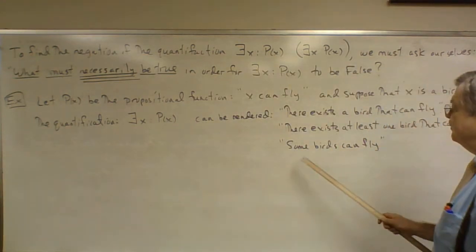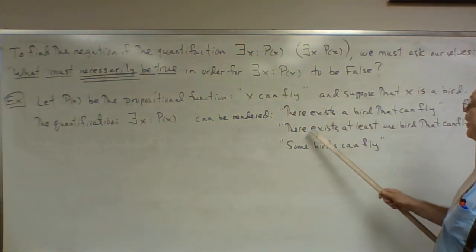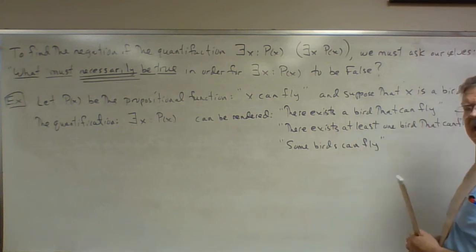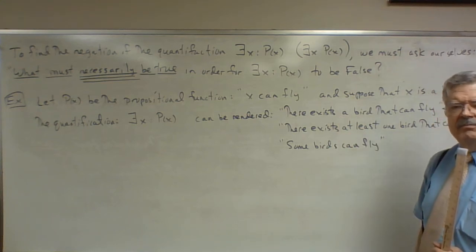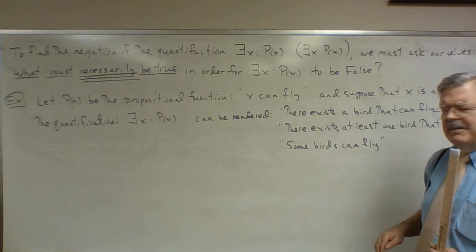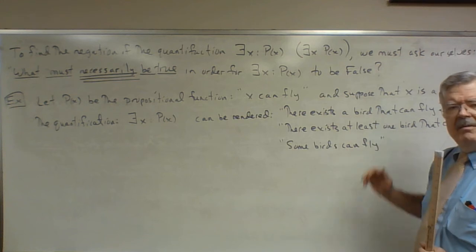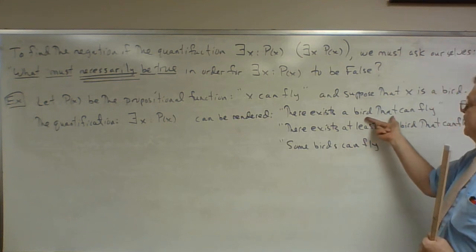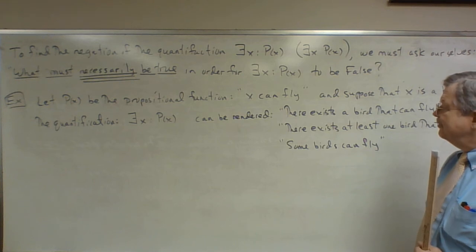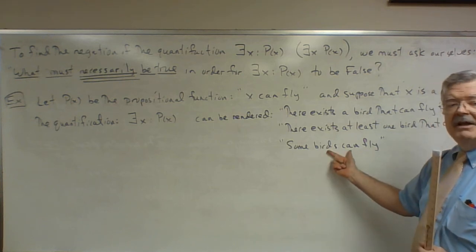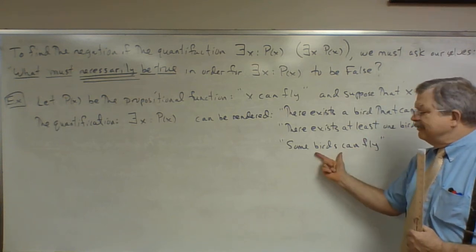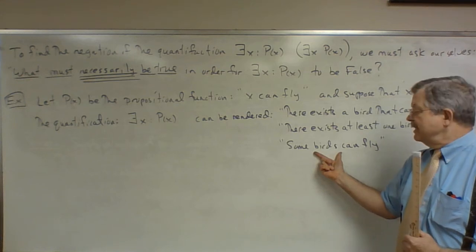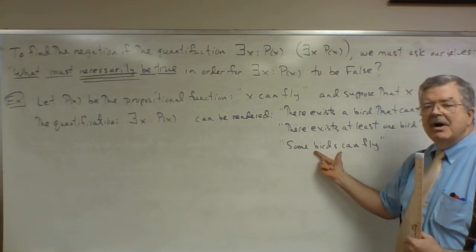Now think about this. Some birds can fly, or there exists a bird that can fly. What would have to be true for these statements to be false? Well, we could say some birds cannot fly. But wait a minute, does that make this false? Penguins can't fly, but that doesn't mean that this statement is false. Some birds can fly, some birds can't fly. Both of those statements are true. So the way to make this statement false is not to say that some can't, or there exists one that can't fly.